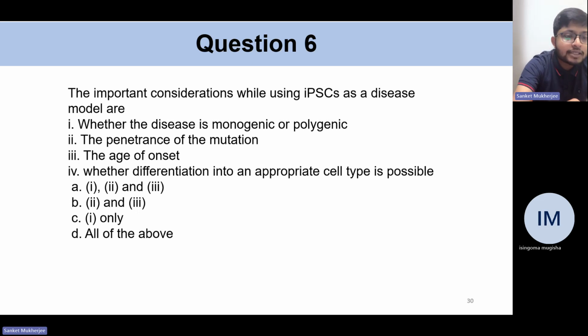The age of onset, yes, that is also very important, because with age the repairability of the cells drastically reduces, and mutations tend to accumulate when you are older. So yes, age of onset is also important. Whether differentiation into an appropriate cell type is possible, yes, of course, iPSCs are used so that they can differentiate into any cell type. So that is also important. So the answer to this question would be D, all of the above.